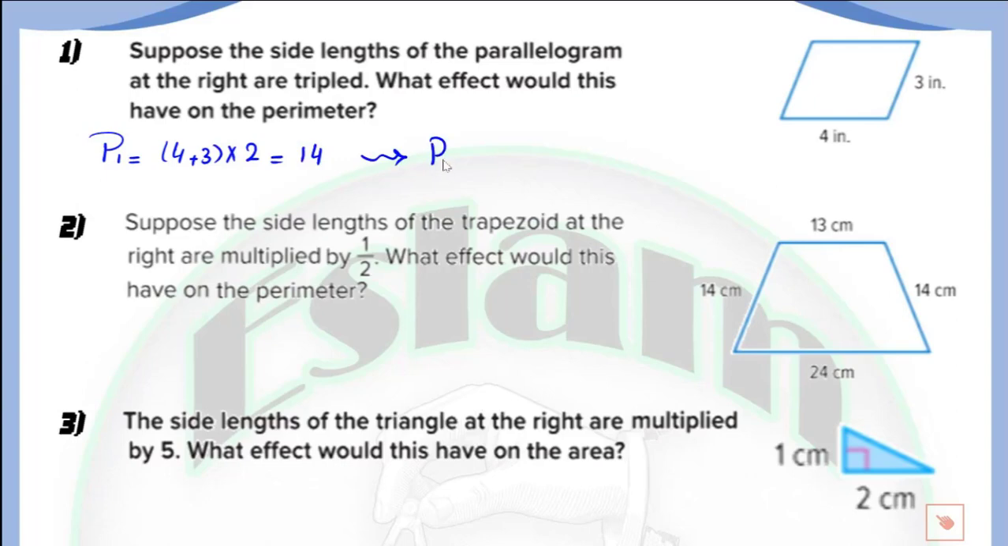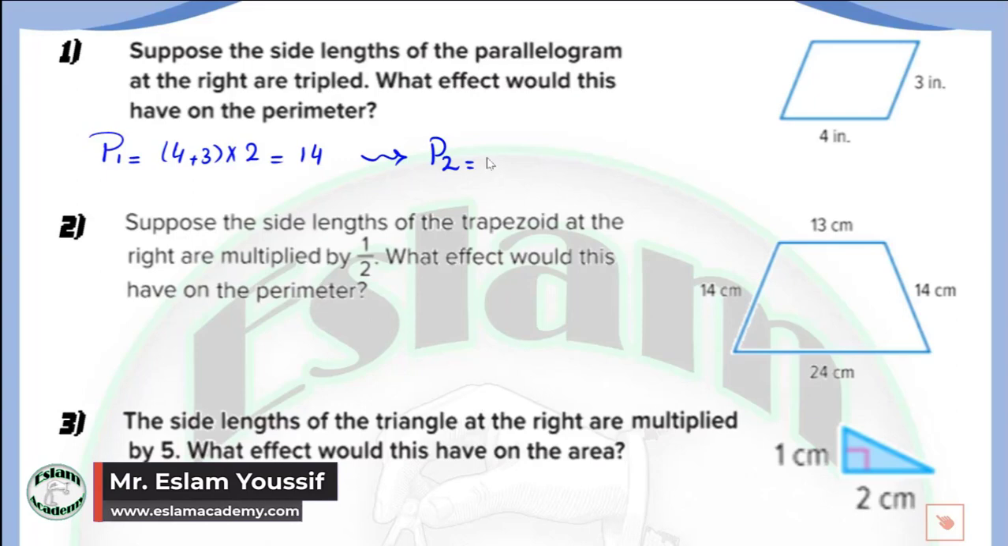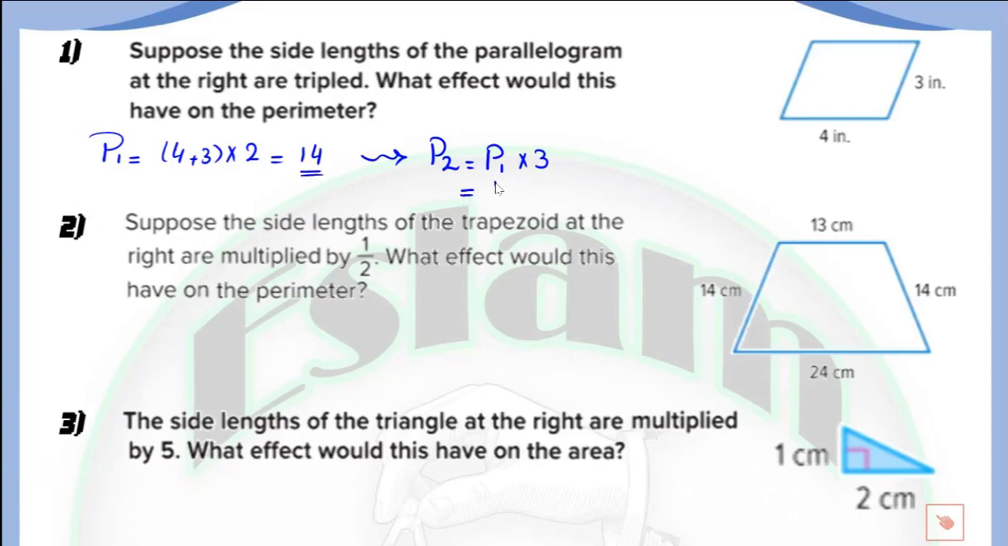Now we need to find the second perimeter. Because you will triple all of the sides, it means you multiply all of the sides by 3. So you will also multiply perimeter number 1 by 3. We know that perimeter number 1 equals 14. Just multiply 14 by 3, and you will find that the answer equals 42 inches.